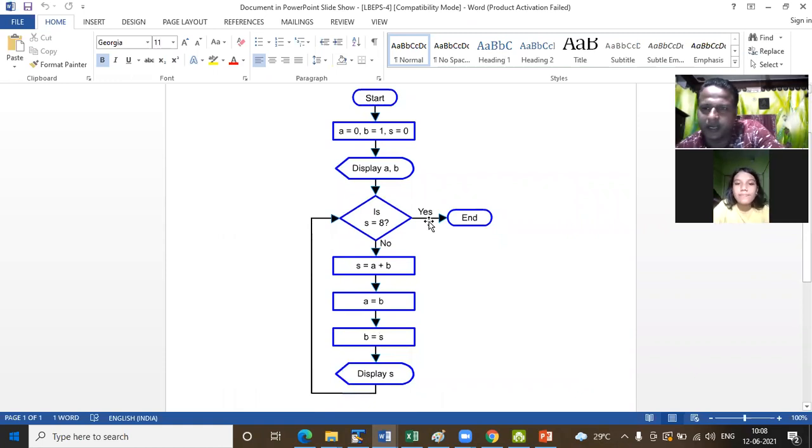Just open your pen and paper and check what I am trying to tell here. First, you just write A is equal to 0. B is equal to 1. S is equal to 0.